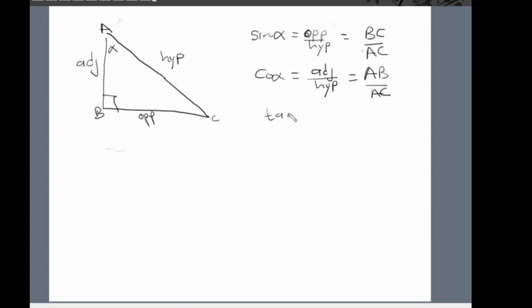Tan alpha is defined as the opposite side divided by the adjacent side. The opposite side to angle alpha is BC. The adjacent side is AB, right? So these are the definitions of the trigonometric ratios. Once you know these definitions, you can solve for an unknown angle in a triangle if you are given a side, or you can solve for a side if you are given an angle.